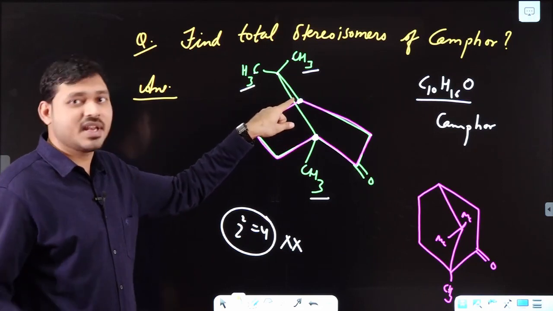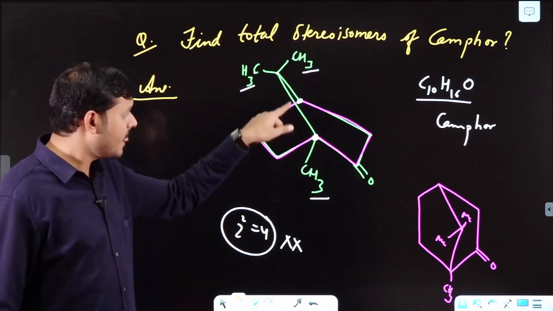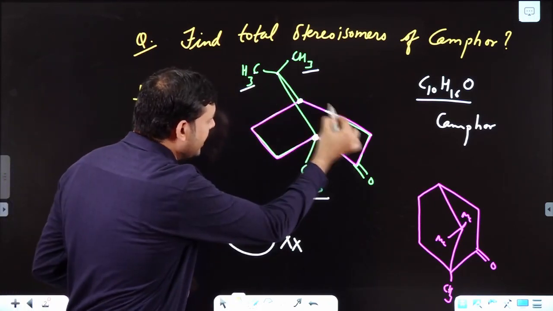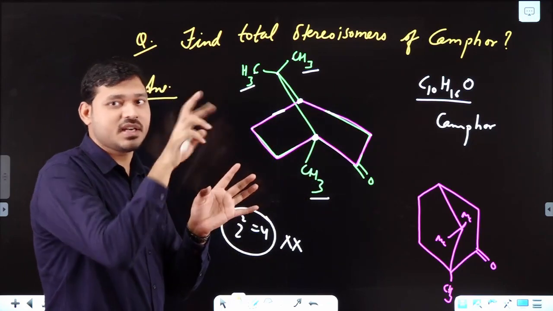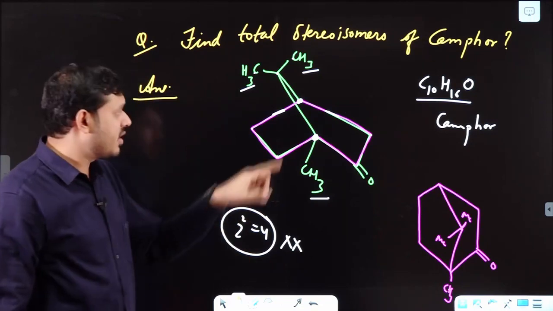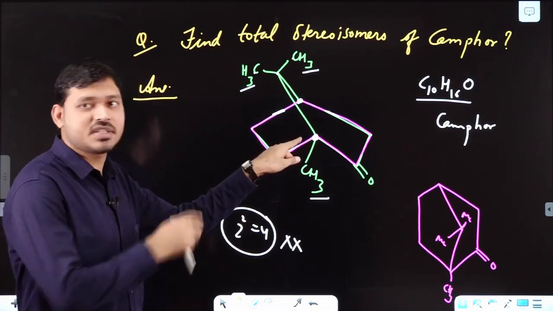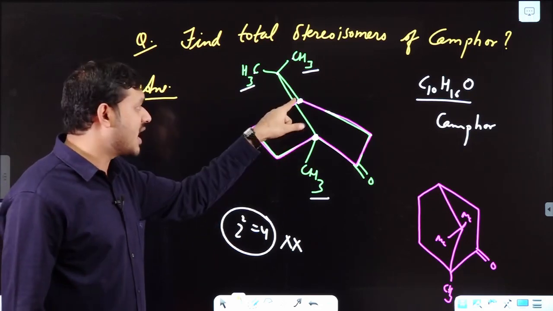Suppose this has configuration R, and this also has configuration R. If you interchange these two groups, this part and this part, by one interchange you will get its enantiomeric part. You can observe that on interchanging this part, this part will definitely also be disturbed because it is a ring having restricted rotation. So if it is R, it is R.